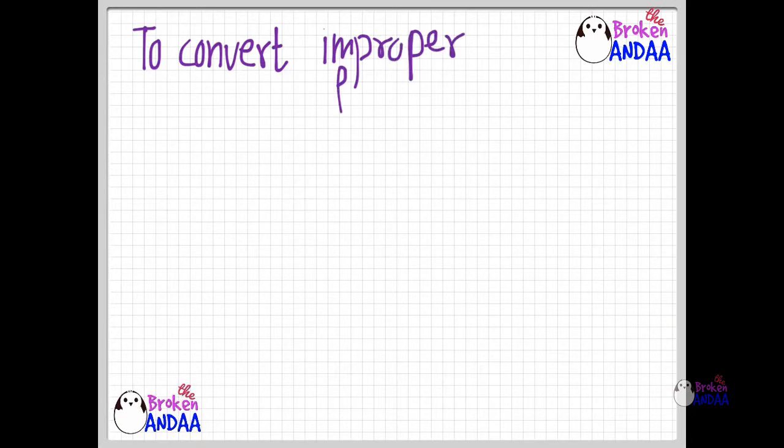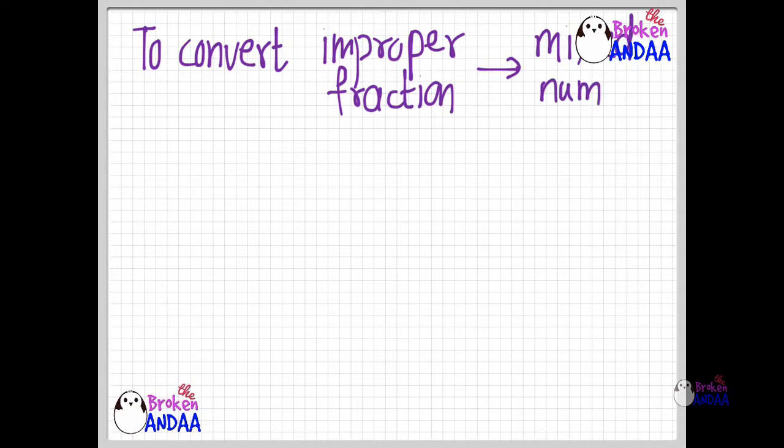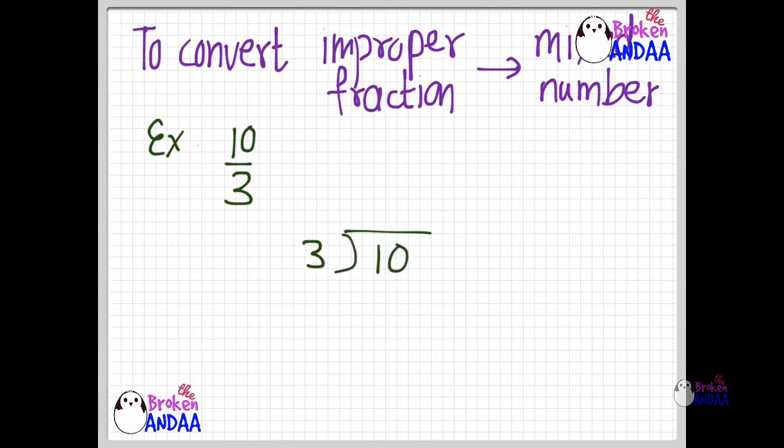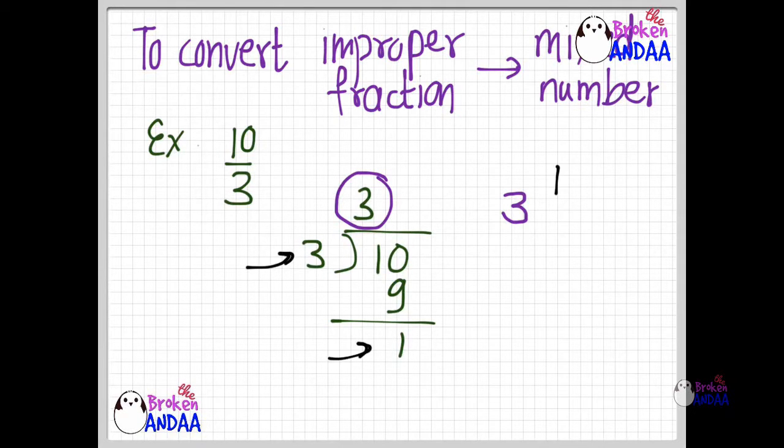To convert improper fractions into mixed numbers, what we do is, let's say we have the number 10 by 3, so we divide 10 by 3. The answer is 3 with remainder 1. So whatever the answer is, we write it as the complete number 3, and then the remainder divided by the divisor. So this is how we express improper fractions as mixed numbers.